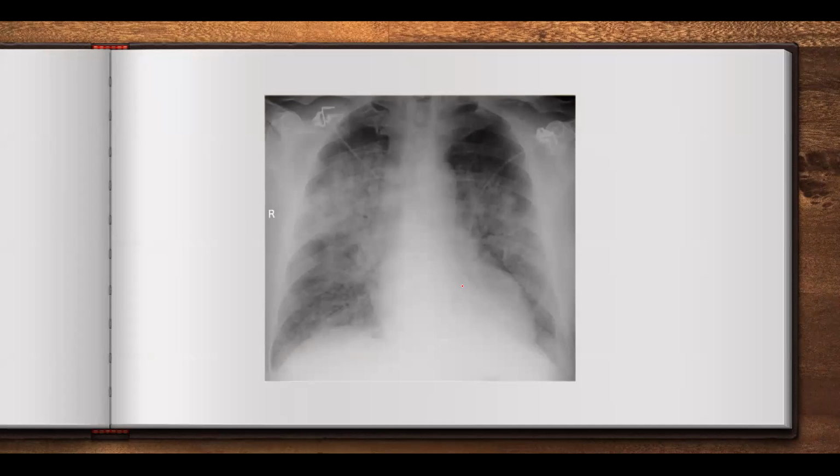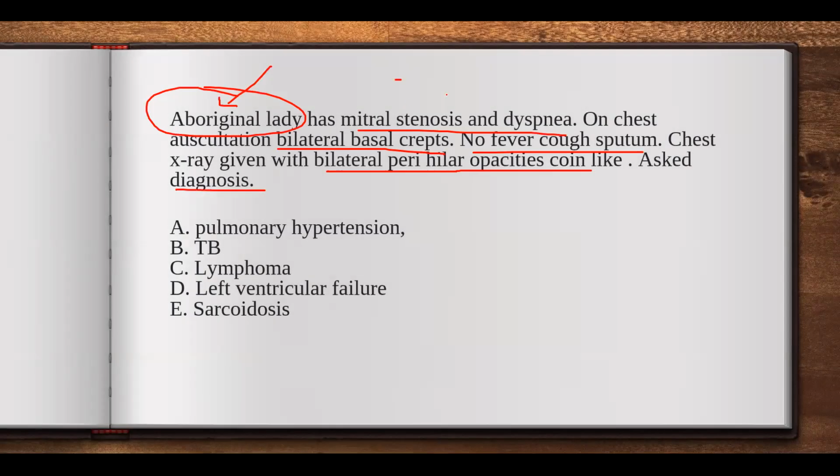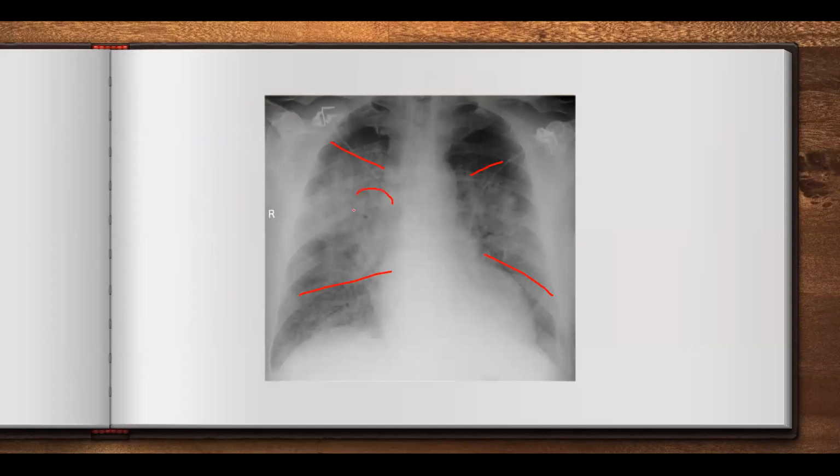Let's say this is your chest X-ray given. So what you can see is bilateral perihilar opacities in a mitral stenosis patient having dyspnea and bilateral basal crepitation. Do you think anything else apart from left ventricular failure? No, you should not think about anything apart from left ventricular failure. Now, sarcoidosis can also cause bilateral perihilar opacities, but it doesn't cause them like this patient. It causes perihilar lymphadenopathy. It should be something like that.